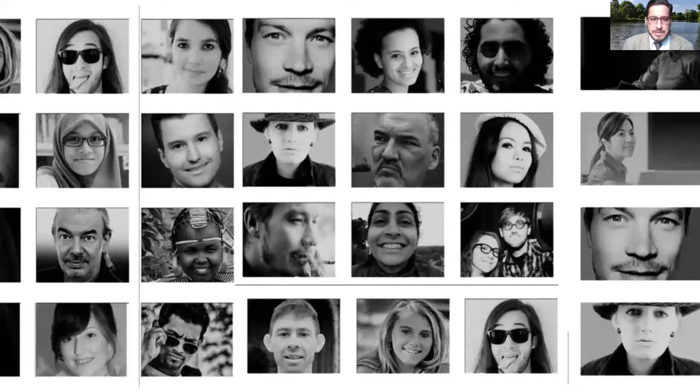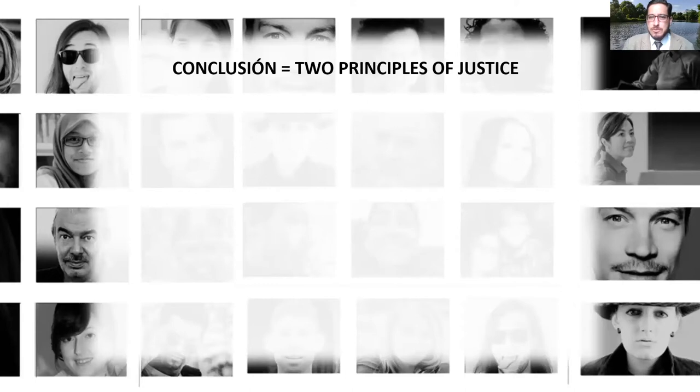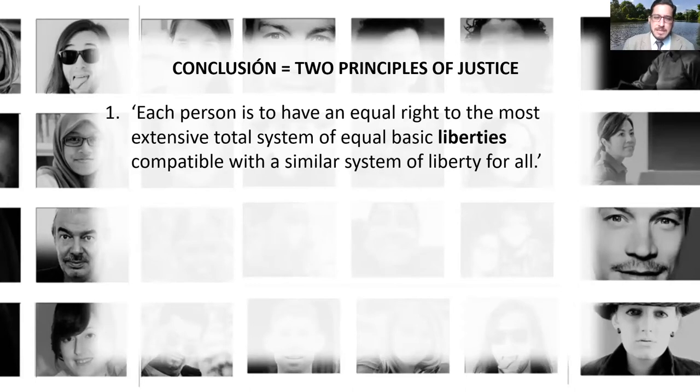Well, finally he said, if we have to choose, there will be just two conclusions, two principles of justice. The first principle is that each person is to have an equal right to the most extensive total system of equal basic liberties, obviously compatible with a similar system of liberty for all. Liberties is the first principle. We have to give all people liberties, no?